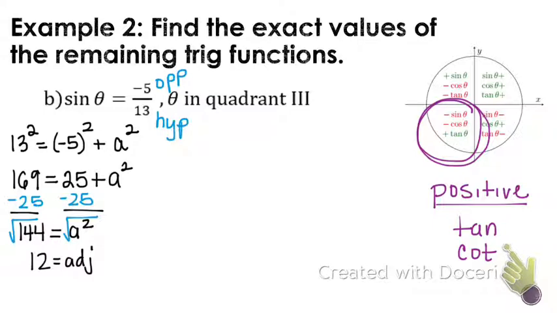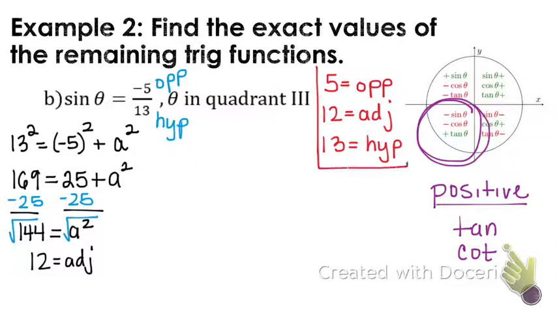Even though it says the opposite is negative 5, I tend to just ignore the positive and negatives, and I just put that in at the very end. So I'll explain what I mean by that in a second. So we know that on this triangle, let me just write it out, that 5 is the opposite. We just figured out that 12 is my adjacent. And 13 is my hypotenuse. Okay, so I'm going to use these 3 to write my ratios, the last 5 ratios.